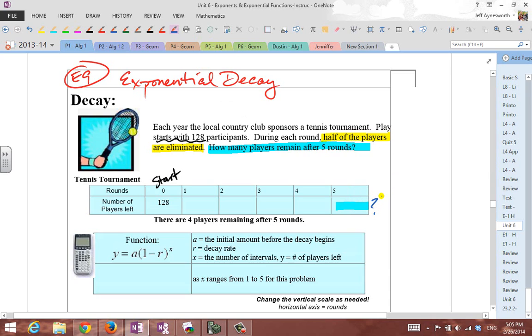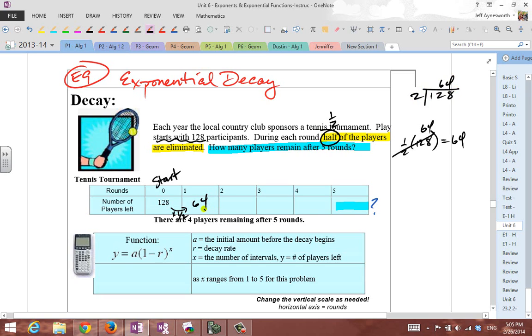So let's do this by looking at patterns. We're going to actually calculate it by hand. If a half, that's the key word, if a half is eliminated, that's a better way to say it, then what we need to do is take first a half of 128. We need to multiply it by 1/2. And a half of 128 is 64. You got to take a half of 128 to get to 64. Or you can take 128 divided by 2, because a half means divide by 2, and you get 64.